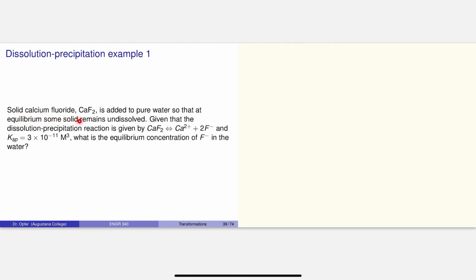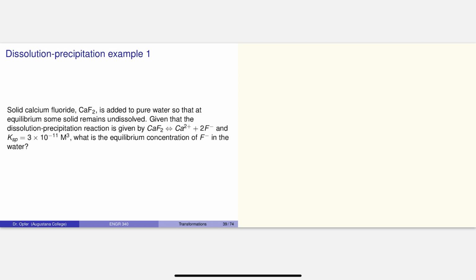Calcium fluoride is added to pure water so that at equilibrium some solid remains undissolved. That's basically just telling us that at equilibrium we have both solid and aqueous concentrations. Given that the dissolution-precipitation reaction is CaF2 going to calcium ions plus 2 fluorine ions, and the solubility product, what is the equilibrium concentration of fluorine ions in the water?